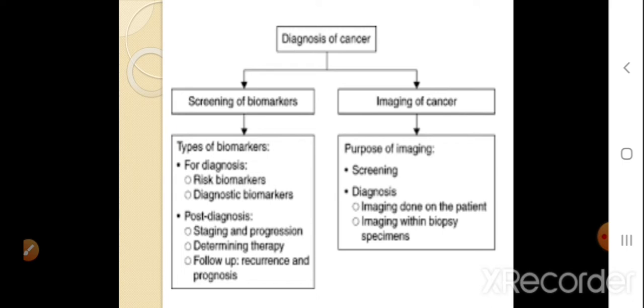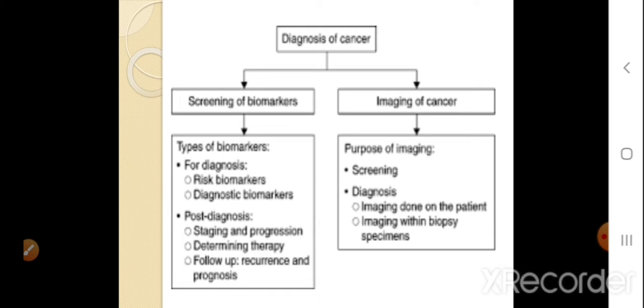The diagnosis of cancer with nanotechnology based methods, we can majorly classify the principle into screening of biomarkers and imaging of cancer. The screening of biomarkers are for diagnostic purpose, and they are also for aiding the post diagnosis. That is, it can help us to stage and analyze the progression of the disease, determining what type of therapy has to be applied, and we can have a follow up of the patient.